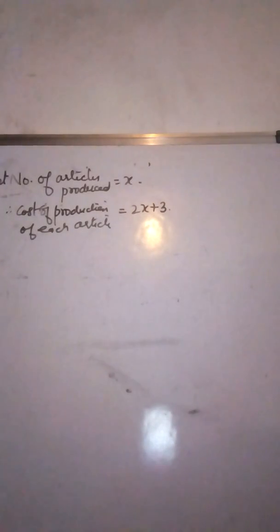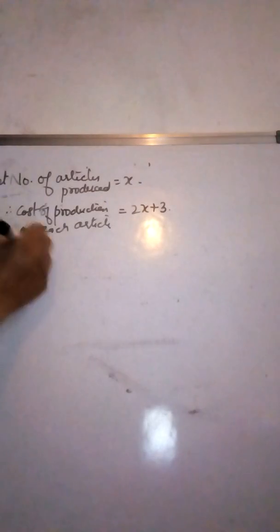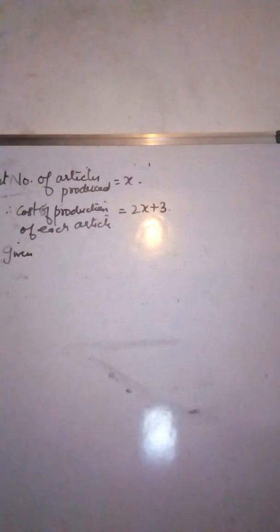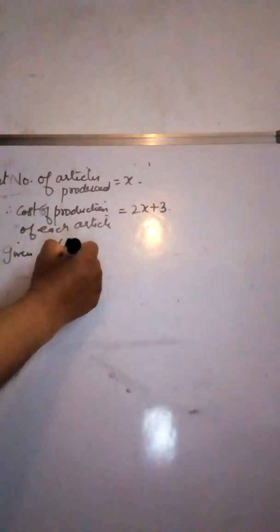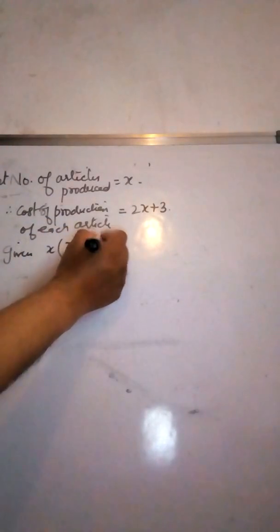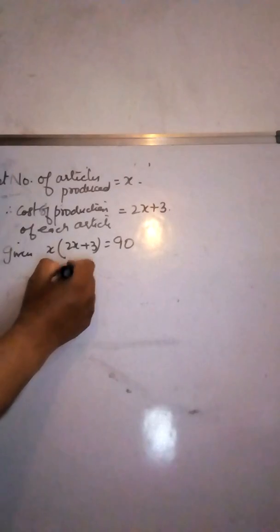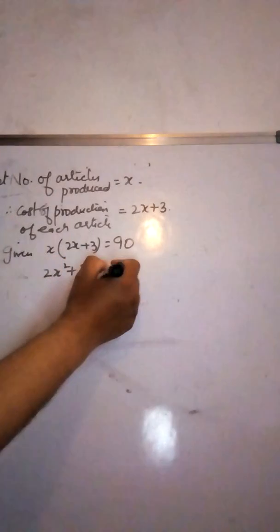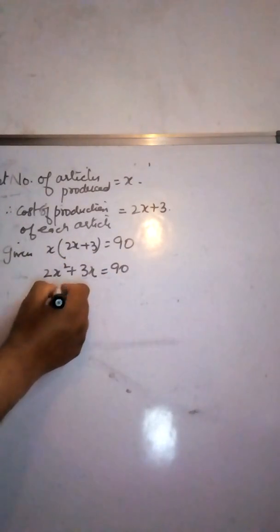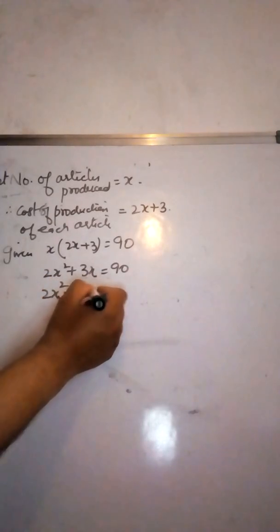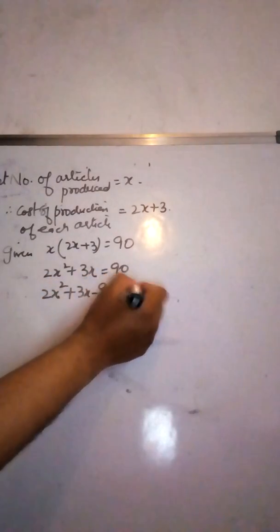If the total cost of production on that day was rupees 90, given, total cost of production means number of articles into cost of one article. So it will be x into 2x plus 3 is equal to 90. So this gives me 2x square plus 3x is equal to 90. Transpose 90: 2x square plus 3x minus 90 is equal to 0.